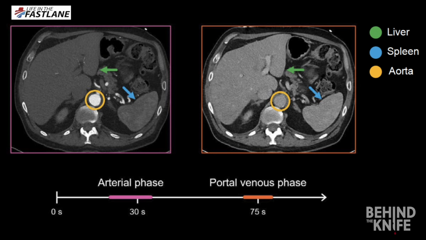That means that depending on when the scan is performed, you are going to be able to better see the arteries, veins, and certain organs better than others depending on the timing. You'll probably hear the phrase arterial phase, which is about 30 seconds after the injection of contrast, or maybe even portal venous phase, which is around 70 seconds after injection of contrast.